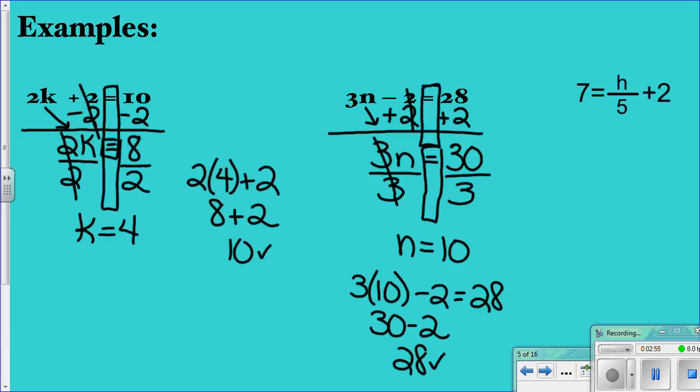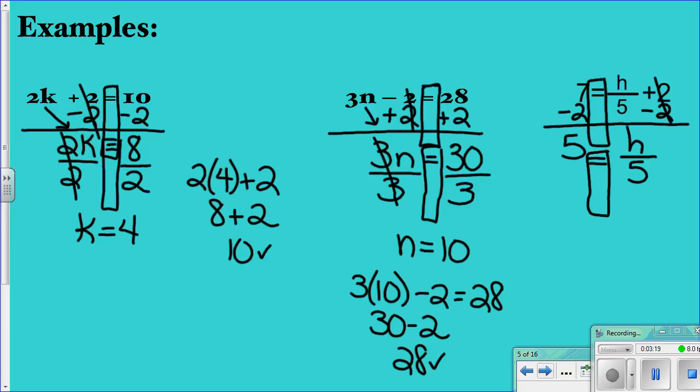And the last example, draw the balance beam. This time we look to the right of the equal sign. We see an h attached with a 5 through division and a plus 2. Again, we always start with adding or subtracting, so we're going to do the inverse of add. We're left with h over 5 equals 7 minus 2 is 5.